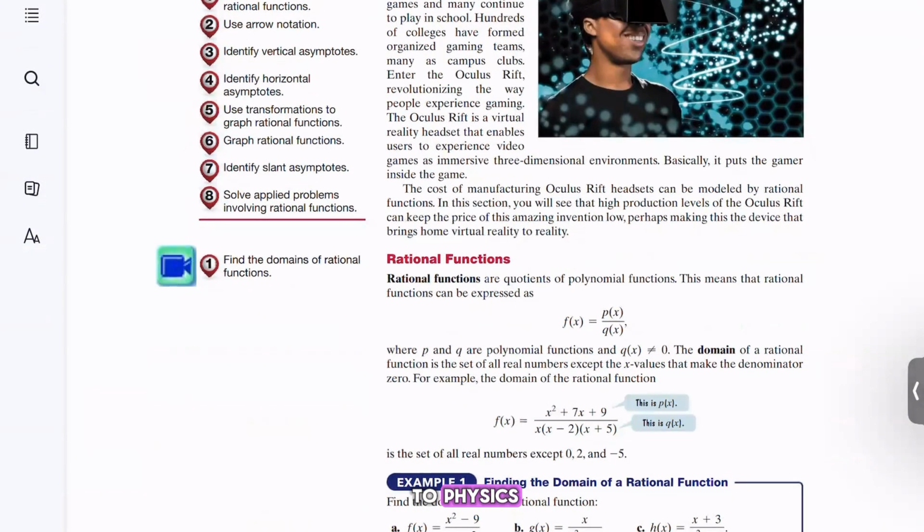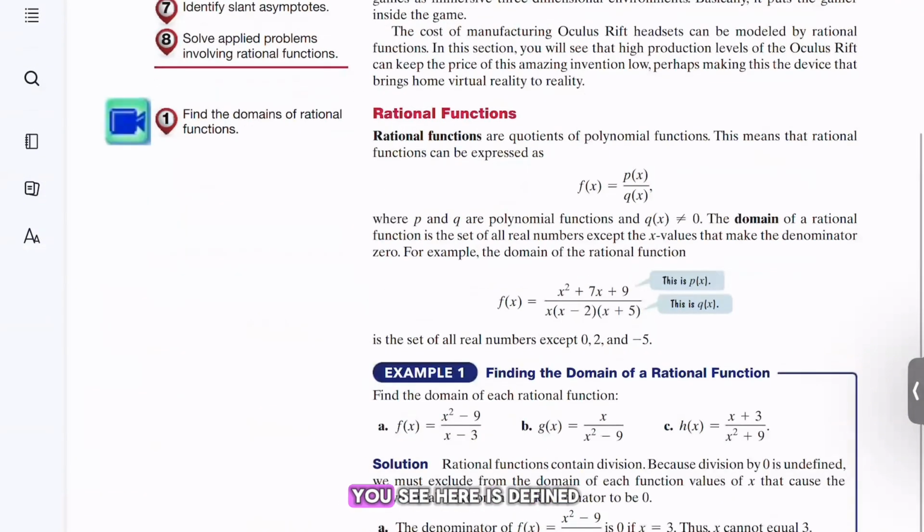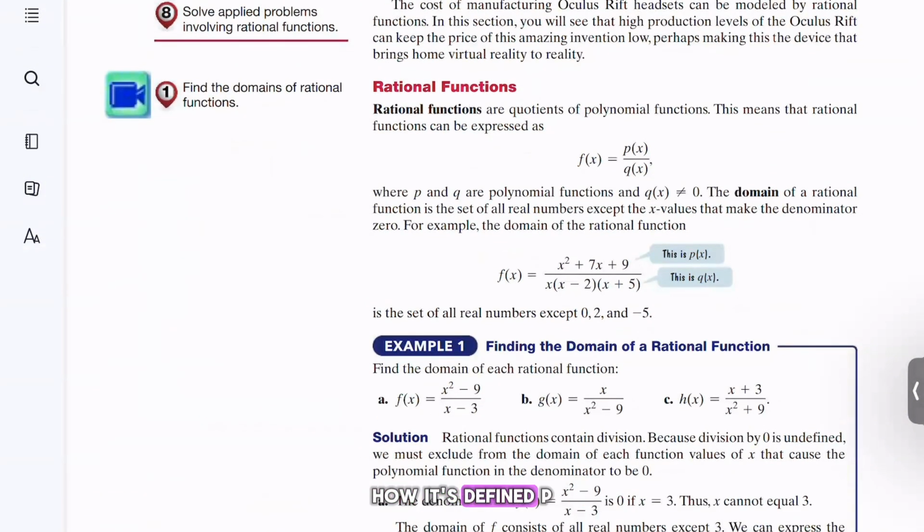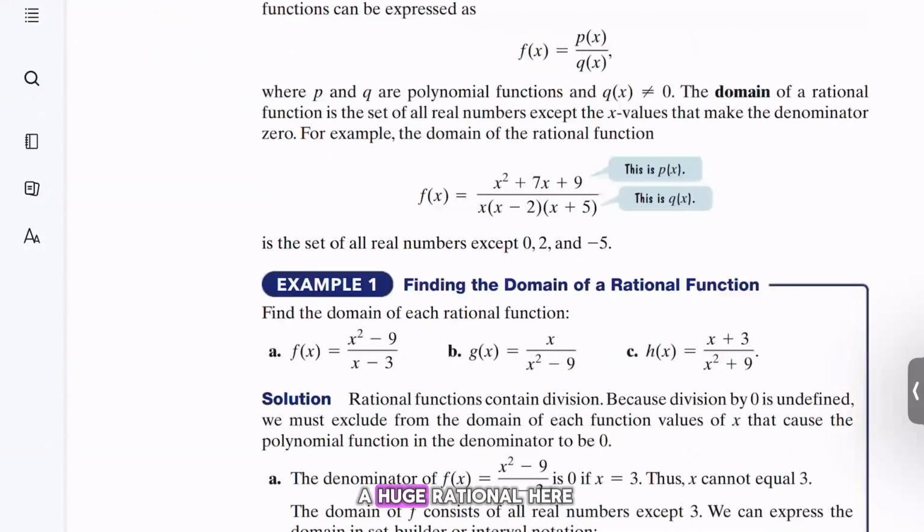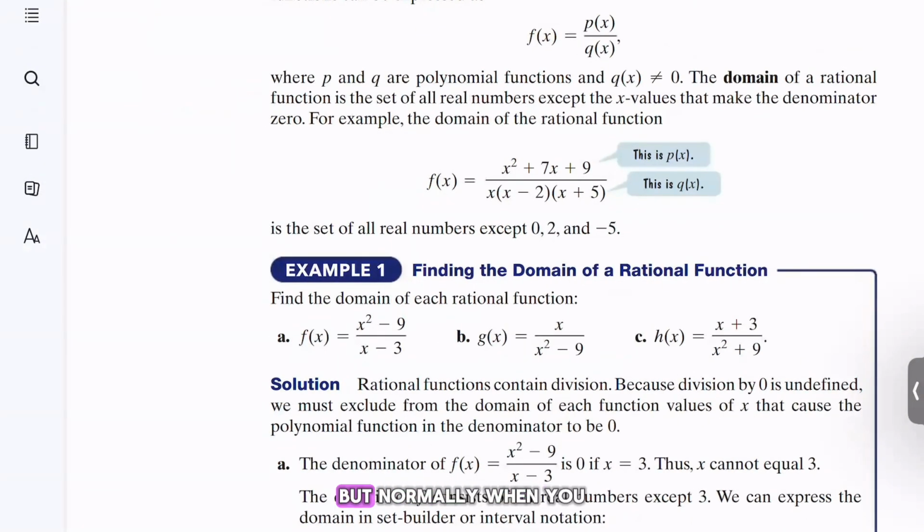So a rational function you see here is defined as P of X over Q of X. That just means like a numerator and a denominator. And the thing with rational functions is you cannot divide by zero. So anything that makes the denominator zero is not allowed. They use kind of a huge rational here, but normally when you learn them, you start off pretty simple.